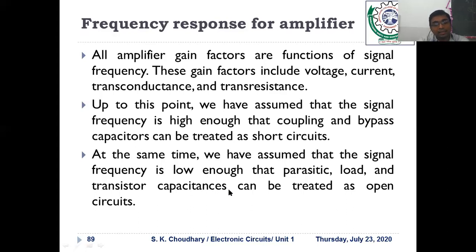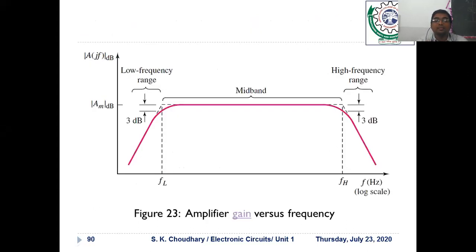The same frequency is treated for two types of capacitor at a different level. For coupling and bypass, it would be considered high, so it is considered as a short circuit. For the parasitic load and transistor internal junction capacitance, it would be considered low enough that we can consider it as an open circuit. So we have to see how this is possible. We will see it through the analysis. The next point.